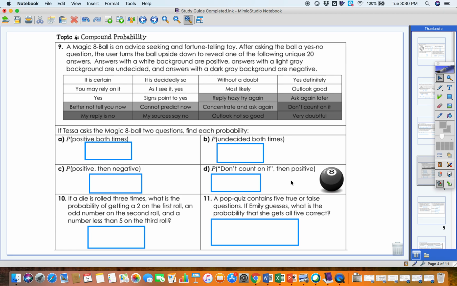Hi guys, this next section deals with compound probability. Included in this are going to be dependent and independent probabilities.